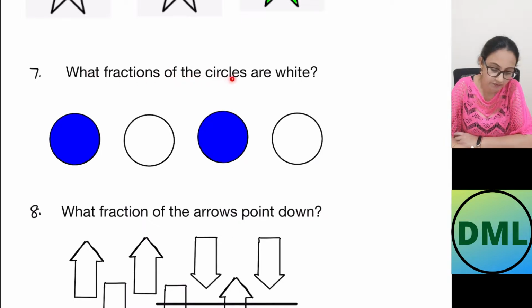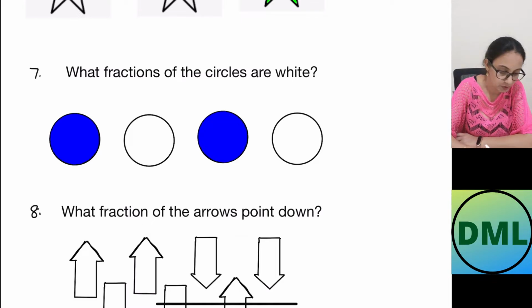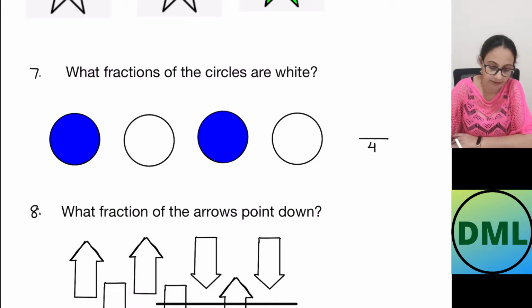What fractions of the circles are white? So first we will see how many circles I have. I have 1, 2, 3 and 4 circles. So I will write down 4 in the denominator.